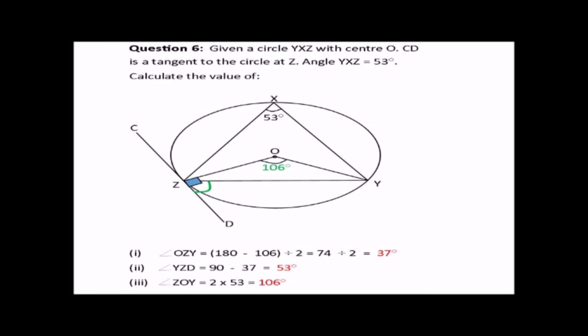Question 6. Number 1 is 37 degrees, angle OZY. Number 2 is 53 degrees. And number 3 is 106 degrees. And I show you the working for it. You're dealing with a cyclic triangle and you're dealing with a tangent.